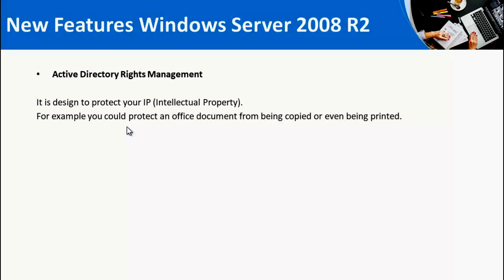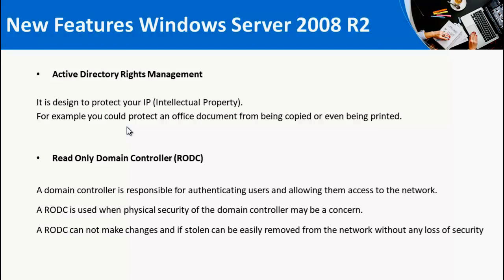Next is Active Directory Rights Management. Active Directory Rights Management is designed to protect your intellectual property. For example, you could protect an Office document from being copied or even being printed. Next, Read-Only Domain Controller, RODC. A Read-Only Domain Controller is responsible for authenticating users and allowing them access to the network. RODC is used when physical security of the domain controller may be a concern. An RODC cannot make changes, and if stolen, can be easily removed from the network without any loss of security.